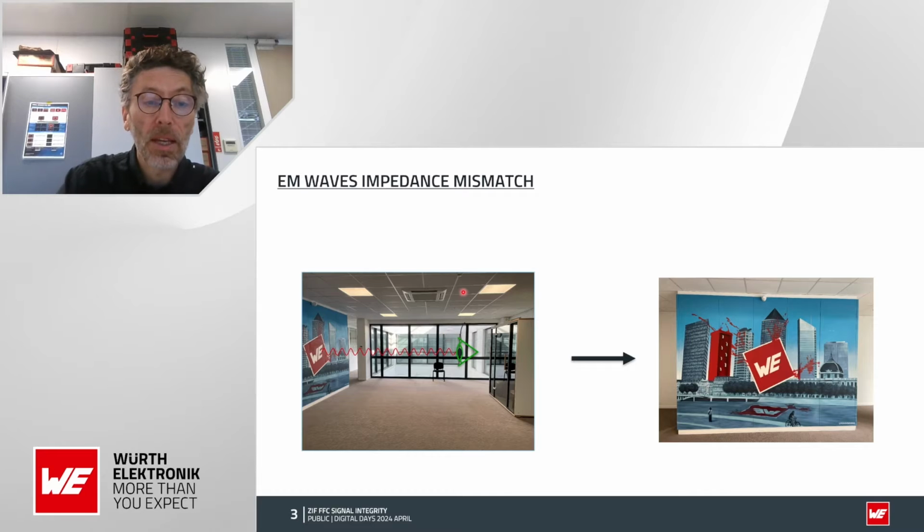For example, here is a picture that I took from our building here. Here you have a painting where you see the Würth Elektronik logo, and in the background some of the small skyscrapers that we have in the city. This is not New York. If you look at the painting, you see the light that is traveling in the air without any change, because this is just the air. You don't change the medium where the EM wave, the light, is traveling. So what you see is completely the painting.